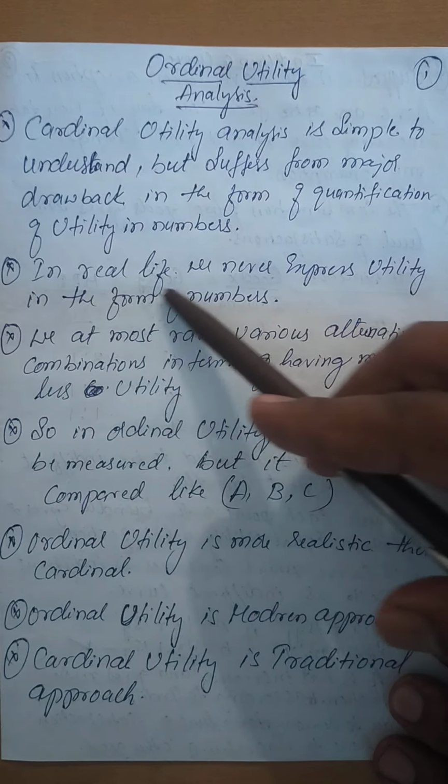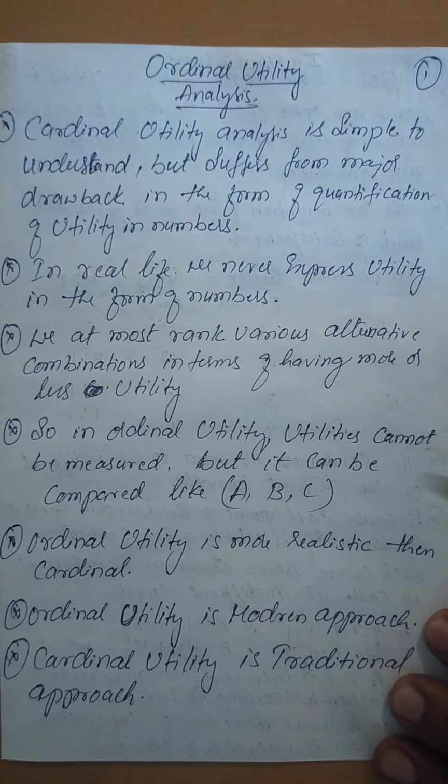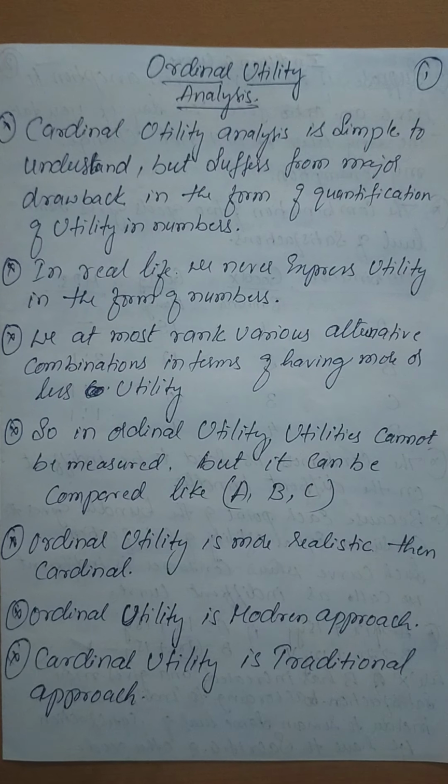The next point: in real life, we never express utility in the form of numbers. For example, when we have a cup of coffee or a cup of tea, when you drink your first cup, you will say, how was the cup of tea? It was super. You cannot say it has given me 20 units of satisfaction, isn't it? You cannot measure exactly the satisfaction level, but you can rank that satisfaction: first rank, second rank, third rank, fourth rank, fifth rank. We keep ranking the satisfaction level based on comparability. So we compare the first unit of satisfaction to the second, second to third, third to fourth.